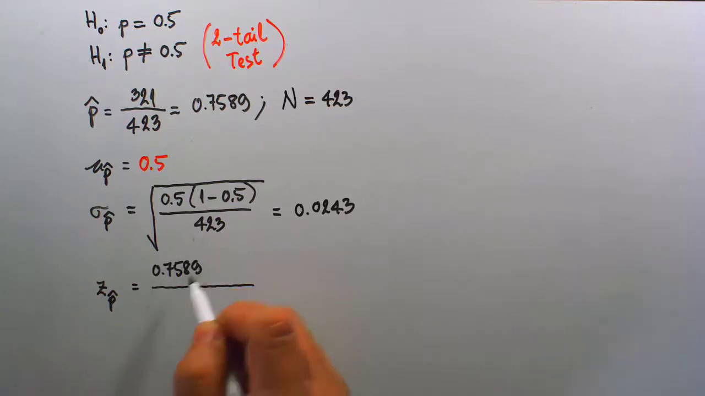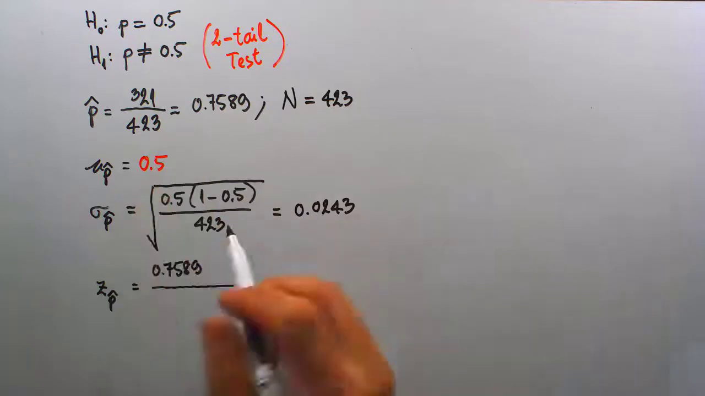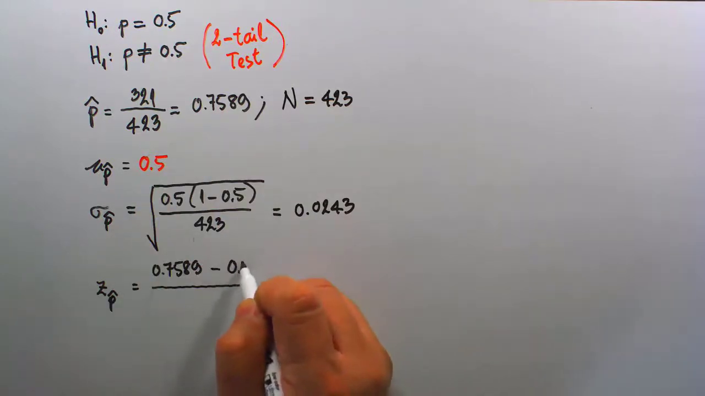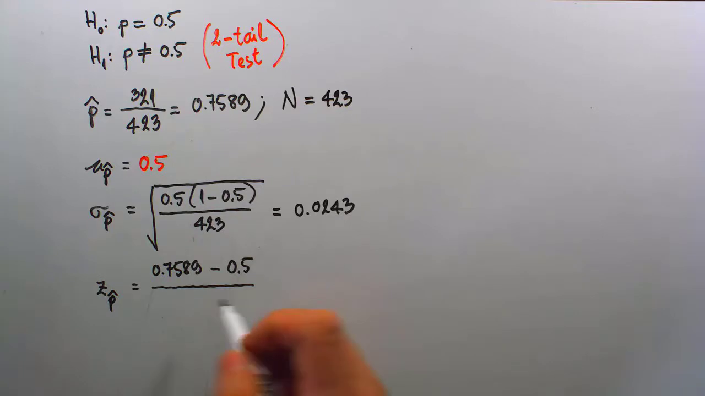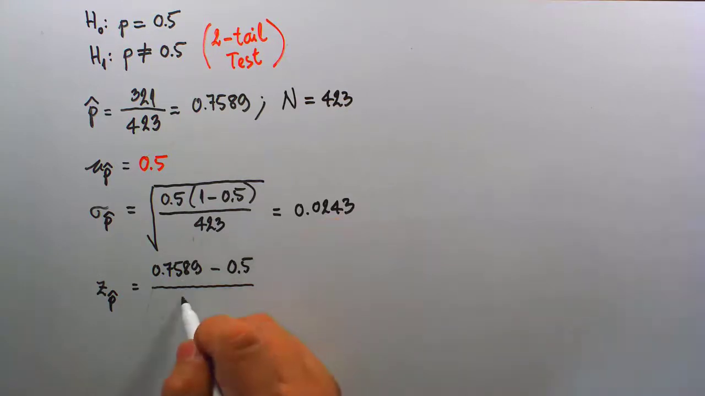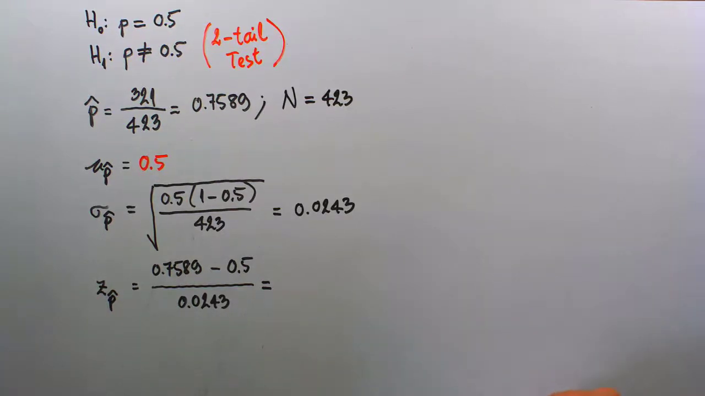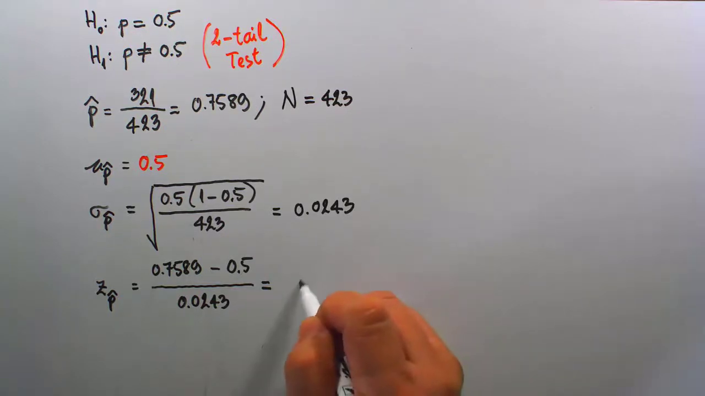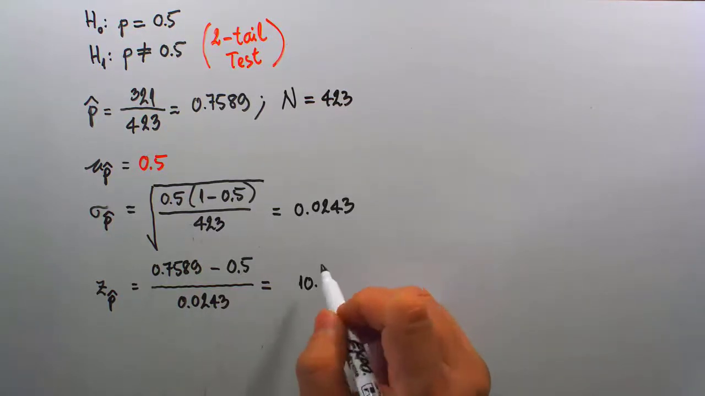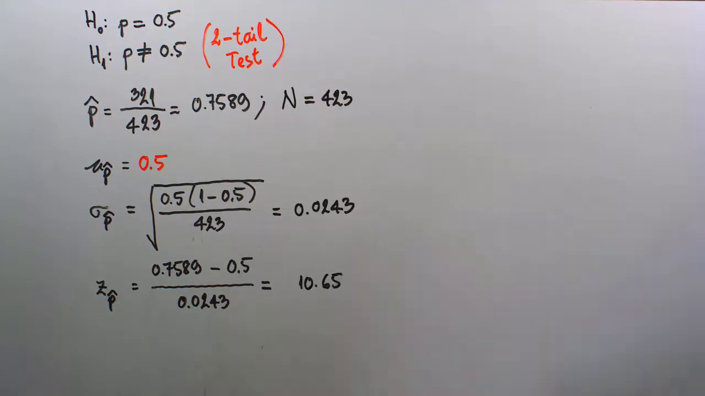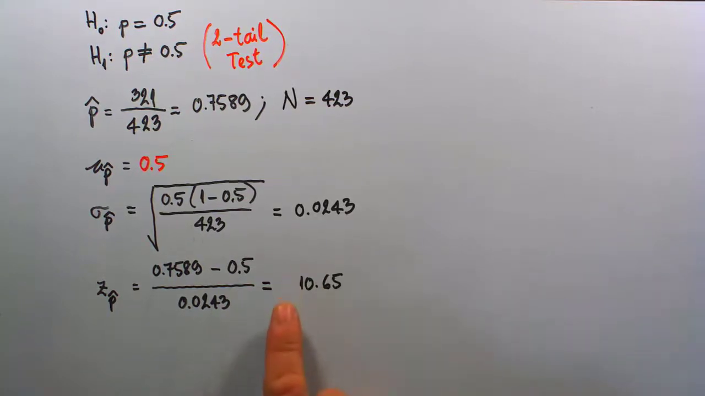0.7589 is our actual value of our sample value. Subtract the center of the data, the mean value, and divide by the standard deviation, 0.0243. This z-score turns out to be, in 2 decimal places, 10.65. And again, the actual calculation can turn out to be a lot longer than this, but unless being specified otherwise, usually I'll go with 2 decimal places for any z-score.